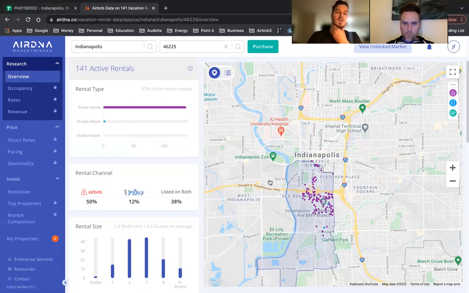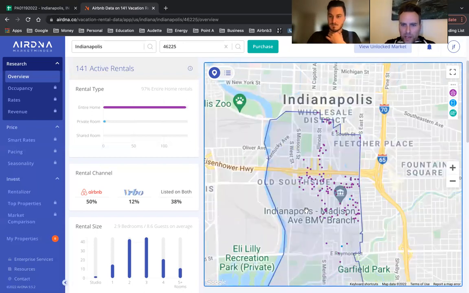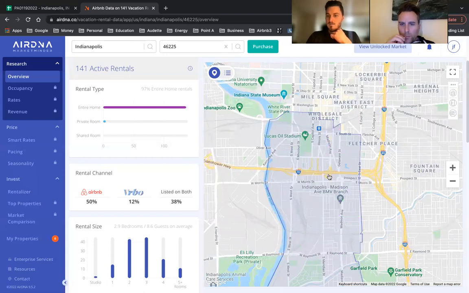Cool. So yep, this is the area here, so you're within this range. I'm trying to point, but you see where that little Madison branch is? Yep. Right there. We're just east of that. Between that and East Street, we're right in there.